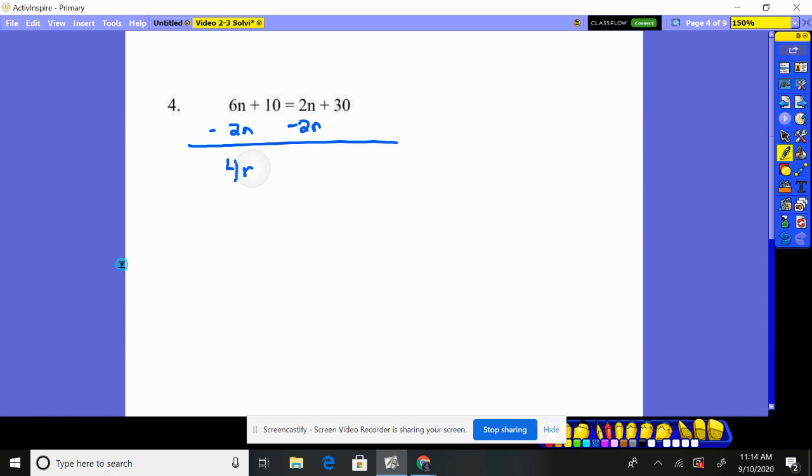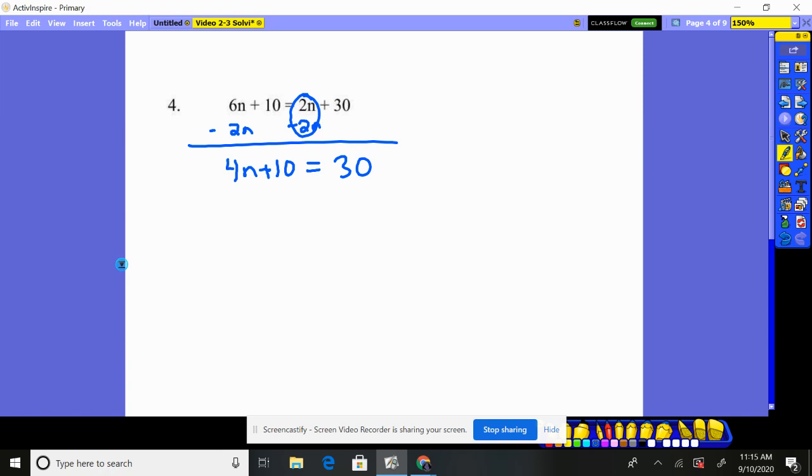So I get 4n plus 10 on the left side of the equal. 2n minus 2n goes away, big fat 0. 0 plus 30 is 30. So I've now gotten all my variables on one side. I now need to get all my numbers to the other side.